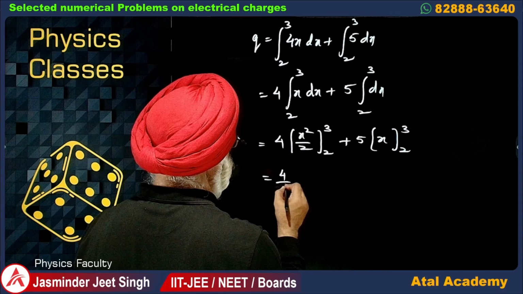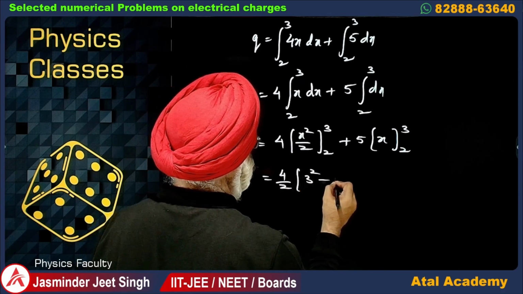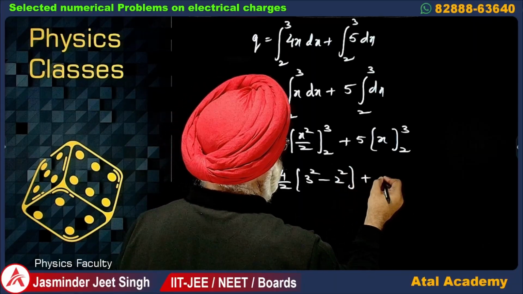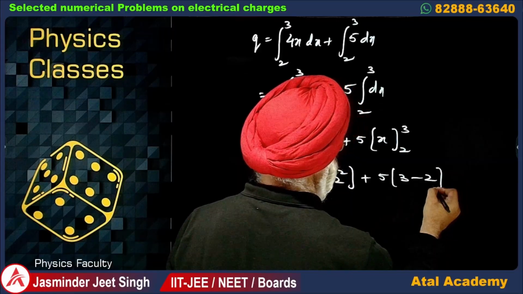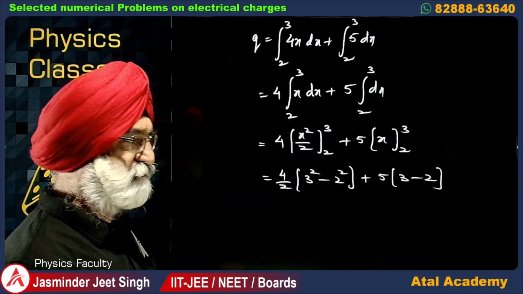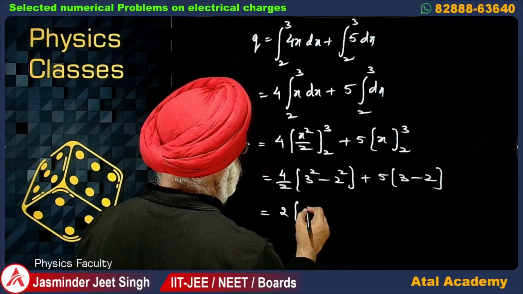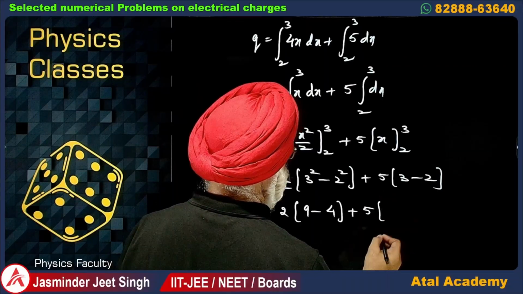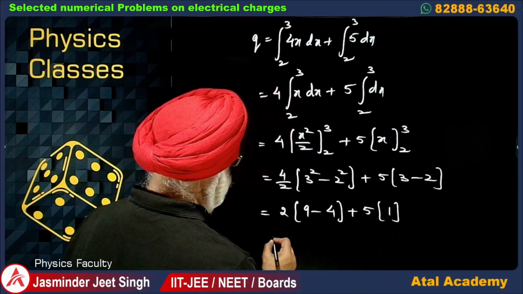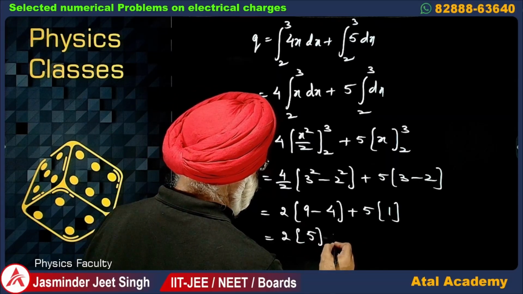Here 2 can be taken outside. X square means 3 square minus 2 square plus 5. We can replace x by 3 minus 2. 4 upon 2 will be getting 2. 9 minus 4 plus 5. 3 minus 2 means 1. 2 into 9 minus 4 is 5 plus 5.